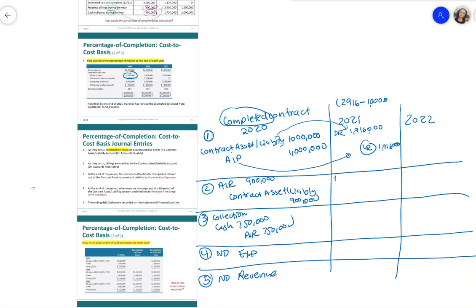Then you're going to do the same thing. Debit will be accounts receivable and credit will be your contract asset / liability account. How much is that? They told us in this question it is 2,400,000, and this is 2,400,000. Go to your next one. How much we collected? Debit the cash, credit the accounts receivable. We collected 1,750,000, and that will be the entry.